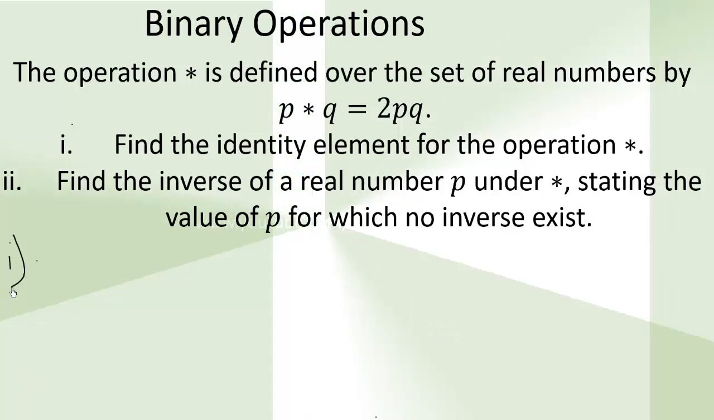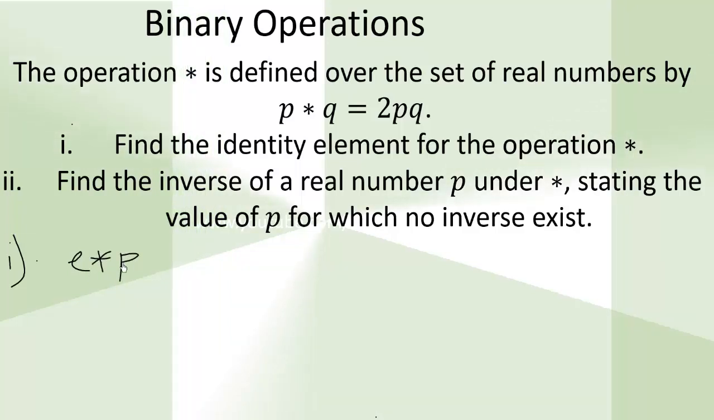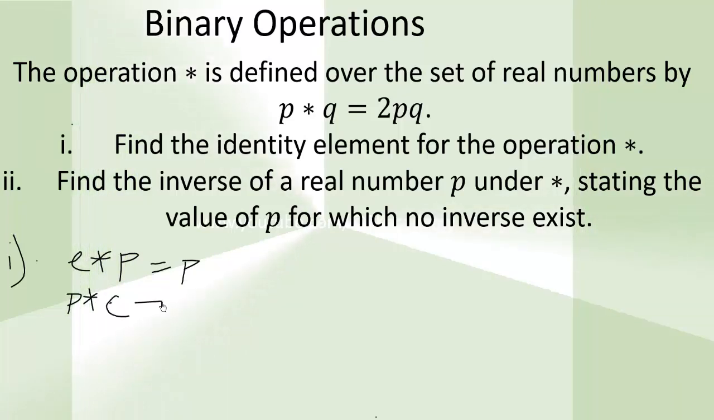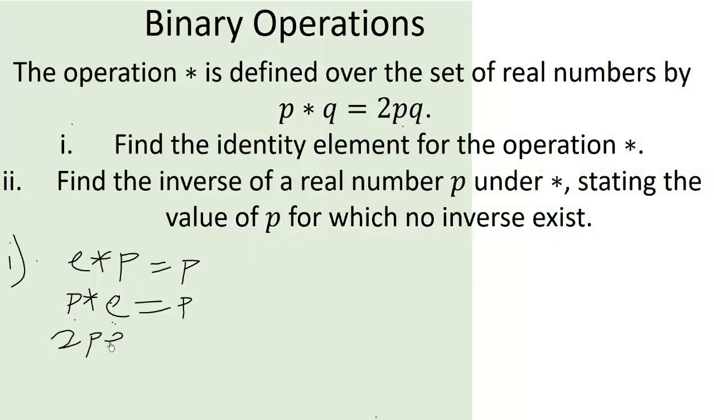The identity element for the operation star. So let the identity element be E. Then E operating on any of the elements, maybe E star P, or E star Q, should be equal to P, or P star E should be equal to P. So this implies that from the definition, P star Q is 2PQ, so P star E will be 2PE. It should be equal to P.